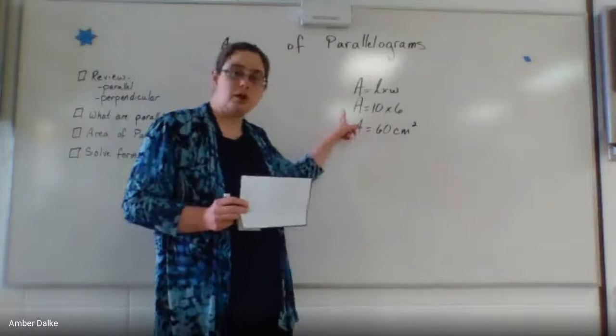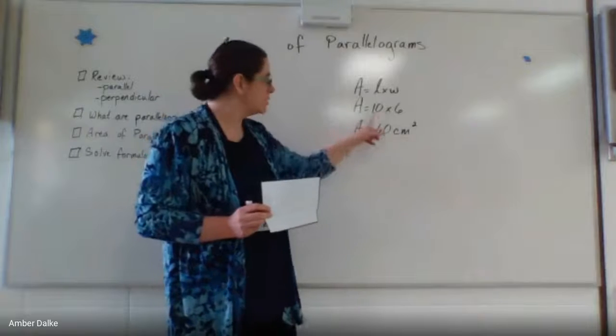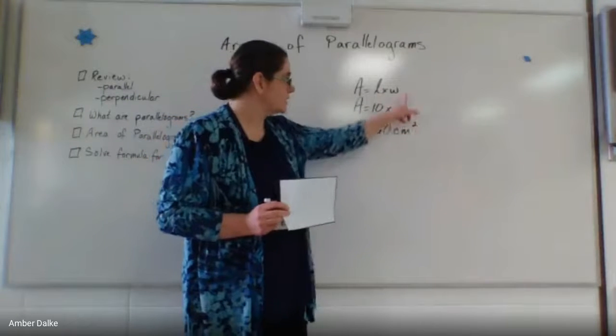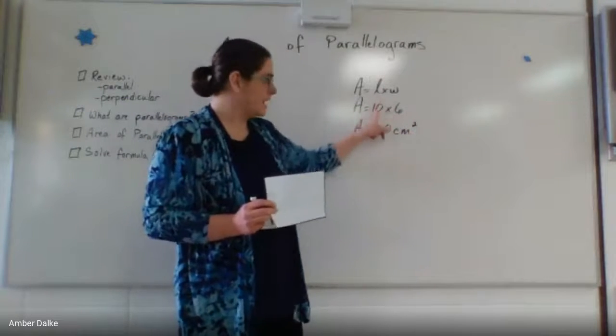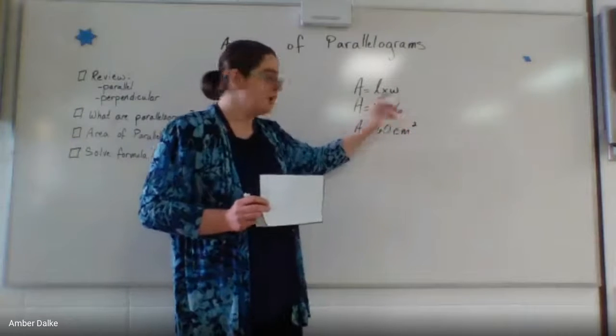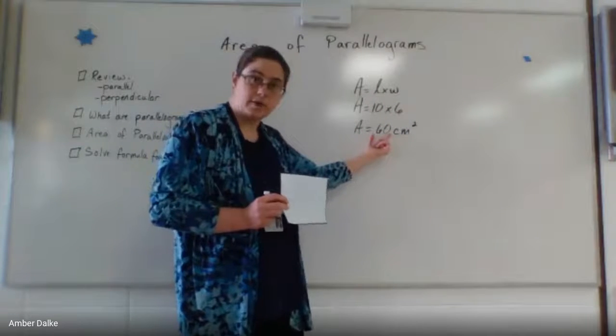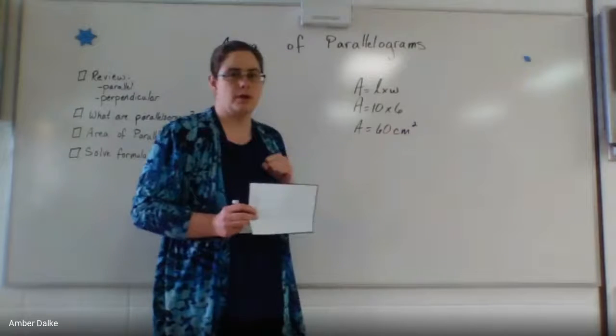Your second step is called substitution. This means that you put your numbers in that represent the letters. So the length is 10 and the width is 6. Last of all, we find the answer, we write that down, and we include appropriate units.